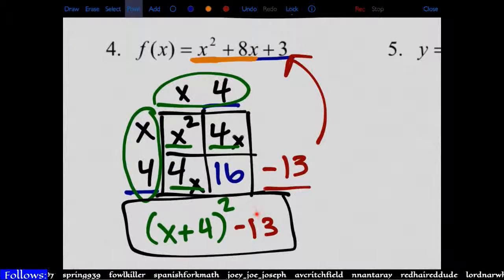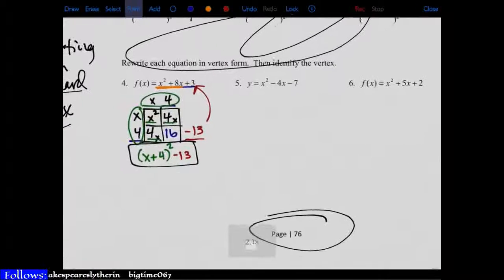And all that 13 was how we needed to get from our square's units to our problem's units. It was like a correction of those units. All right, we're going to do one more example with an a value that's not 1.